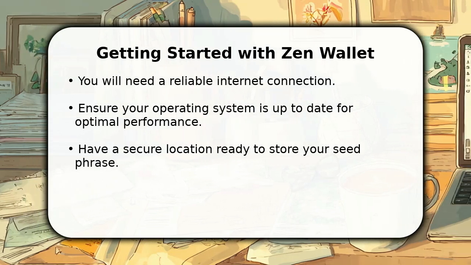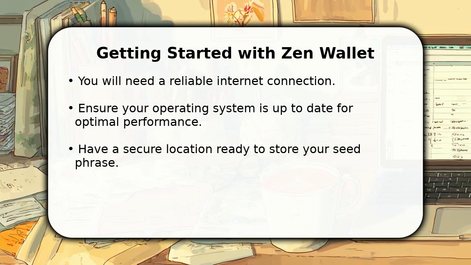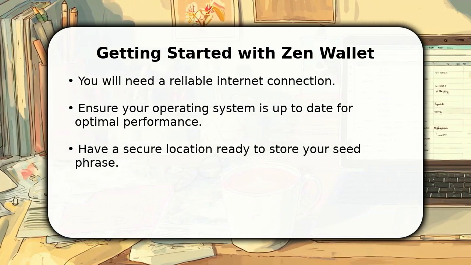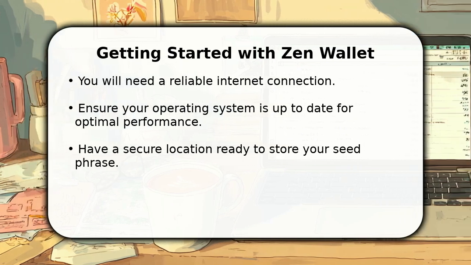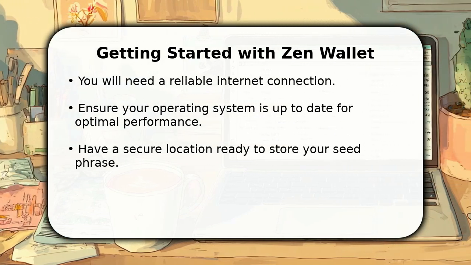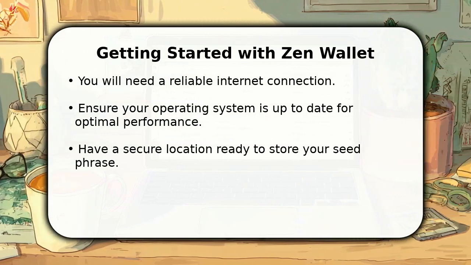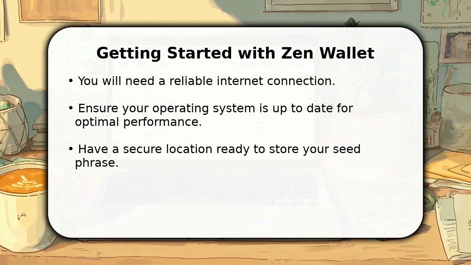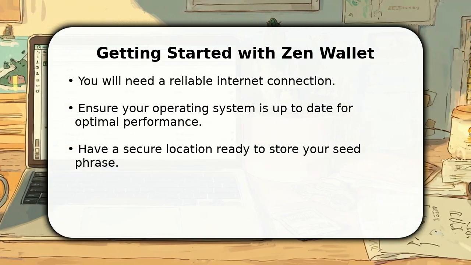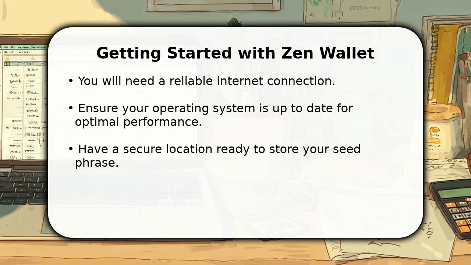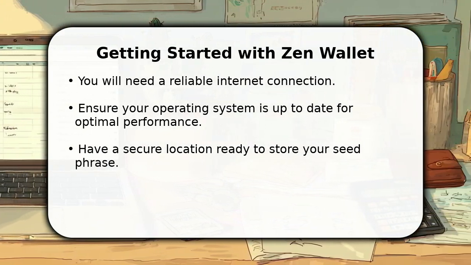In this video, I will explain how to connect your Zen Coin wallet. First, make sure your computer is connected to a stable internet source. This is crucial for the entire process. Next, confirm your operating system, whether it is Windows, Mac OS, or Linux, is fully updated to its latest version, preventing any compatibility issues. Finally, prepare a safe, offline space to write down your recovery seed phrase immediately after generating it, as this is your ultimate backup.